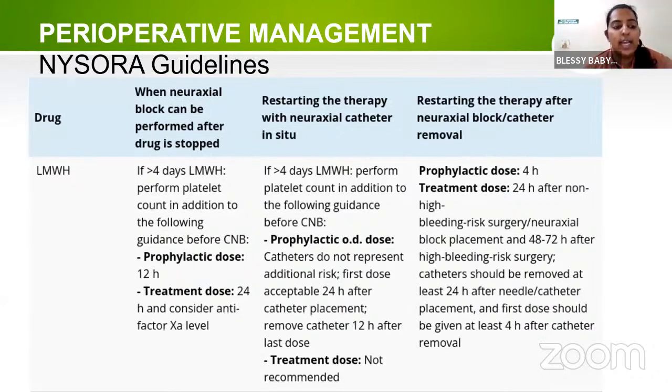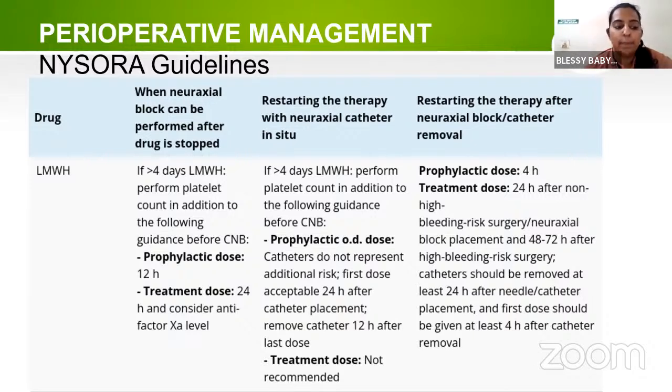Main concerns regarding anticoagulant therapy come into play while we consider regional anesthesia, especially central neuraxial blockade. These are the NISORA guidelines regarding needle or catheter manipulation and anticoagulant therapy. It's mainly discussed under 3 headings. First, when neuraxial block can be performed after the last dose is given. If a patient is on a prophylactic dose, the procedure can be performed 12 hours after the last dose.